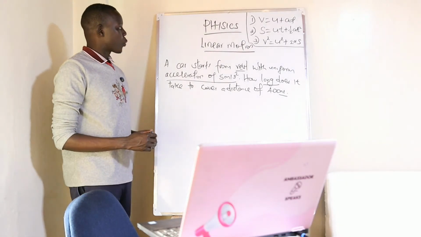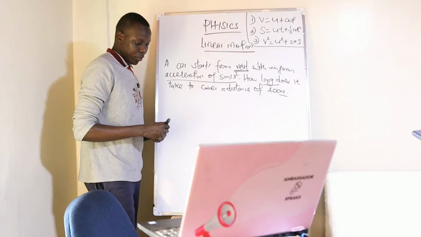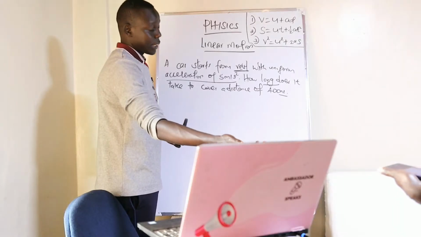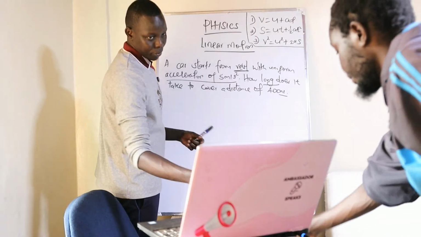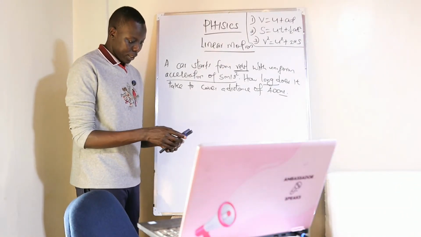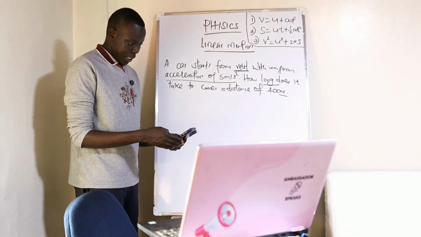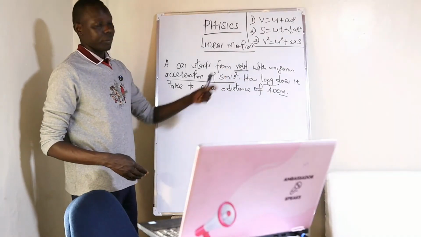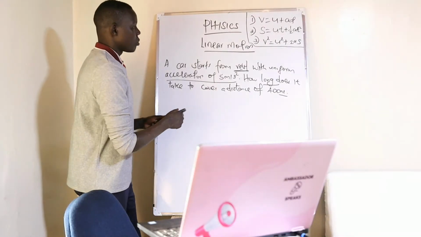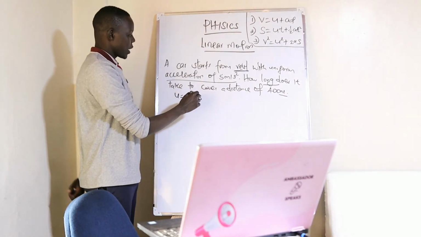Now, here we need to ask ourselves: a car starts from rest. What does that mean? The initial velocity is 0. So our u is equal to 0 meters per second. Let's continue with the question.